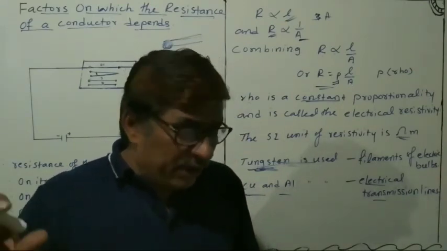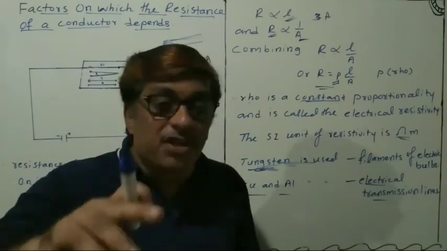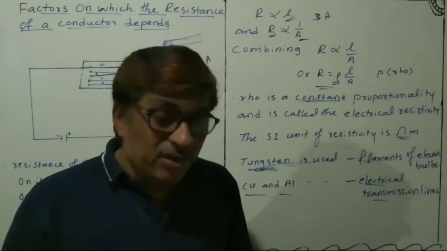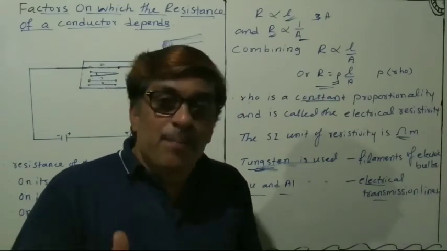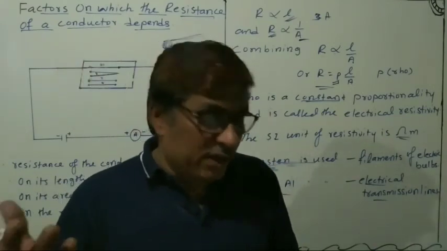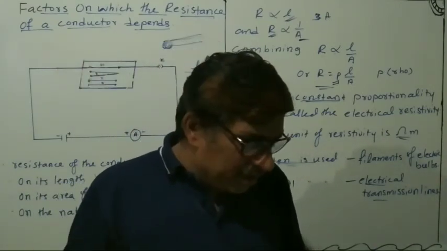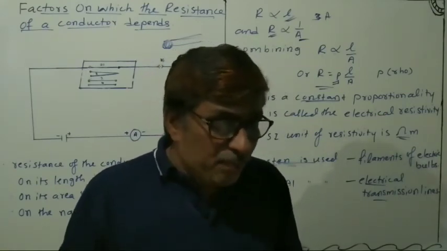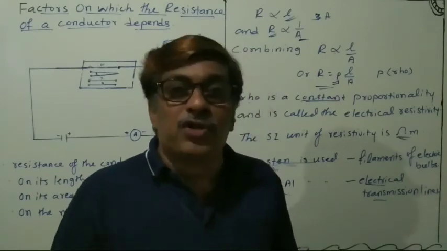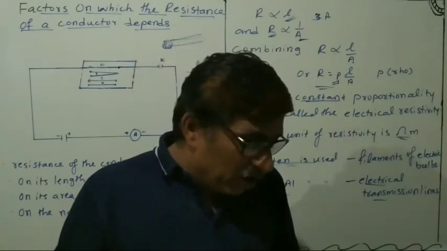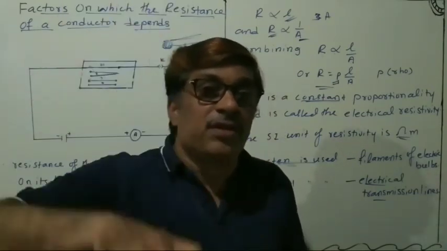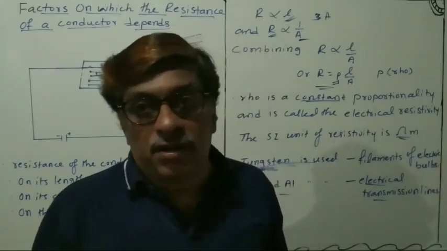A chart of electrical resistivity is given in the textbook, but you need not memorize these values. If asked, the chart will be given to you. You know that for insulators the resistivity is more, so current will not pass through them; they are poor conductors. Alloys also have more resistivity, but silver, copper and aluminum have less resistivity, so they are good conductors.